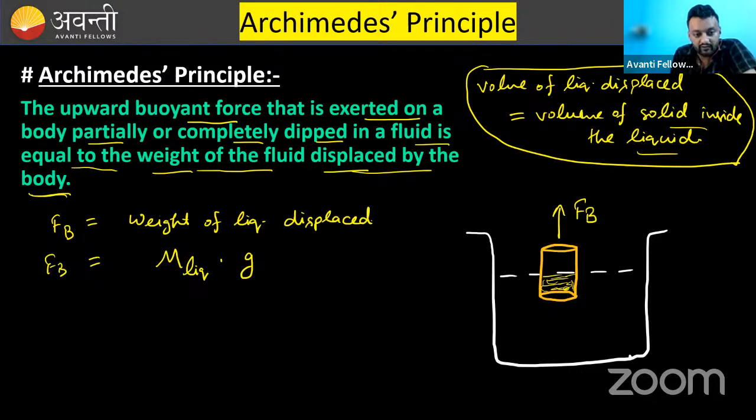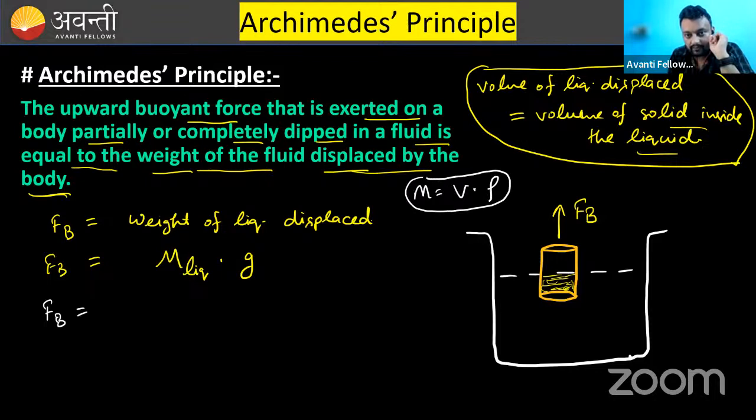Try to understand each and every word, otherwise you will get confused. So this buoyant force, again, I am saying, is mass of the liquid into G. You know the relation: mass is equal to volume into density. Do you know that? Is this the common relation that everybody knows?